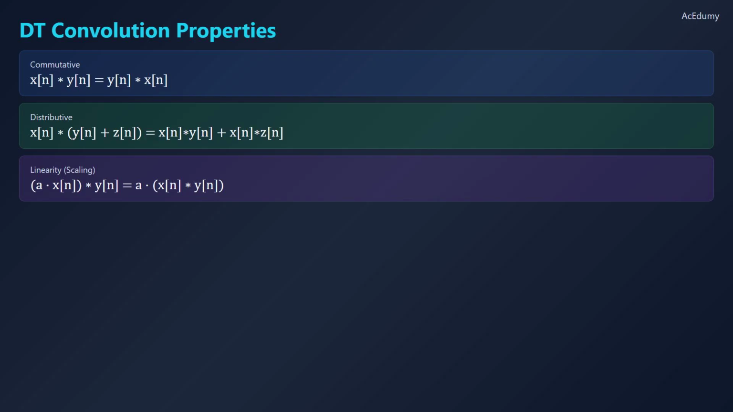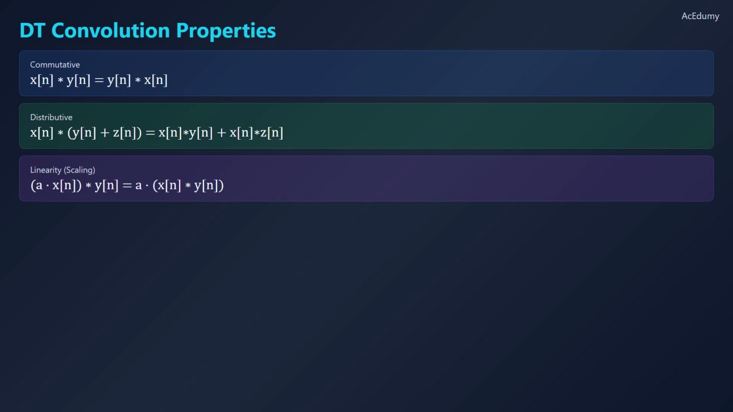Let's explore the key properties of discrete-time convolution. First, commutativity. x[n] convolved with y[n] equals y[n] convolved with x[n]. The order doesn't matter. Second, distributivity.